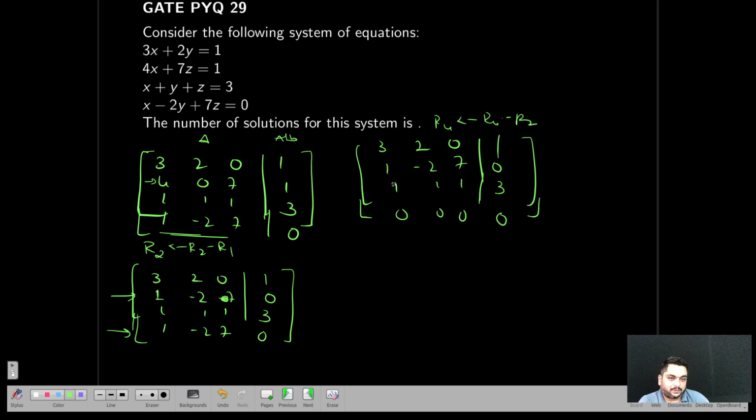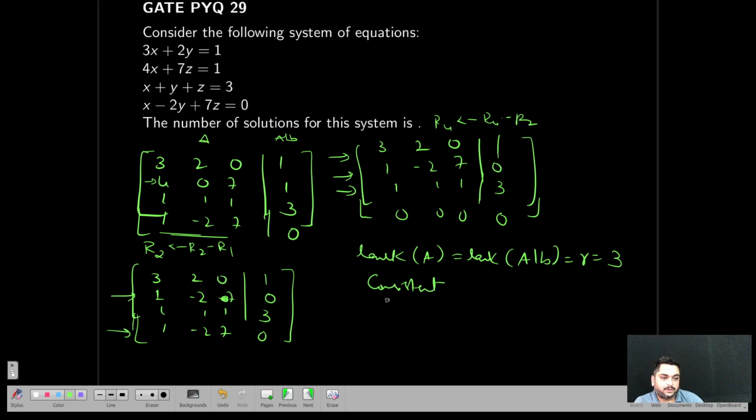If we try to reduce further, further reduction is not possible. So rank of A is equal to rank of the augmented matrix, which is equal to 3, because we get 3 linearly independent rows. That means this system is consistent. We can find the solution. How many solutions are possible? Rank equal to 3 is equal to the number of columns. What is the number of columns here? X, Y, Z, right? 3 variables. So n is equal to 3. Therefore there is a unique solution. Unique solution means the answer is 1. Only one solution is possible.